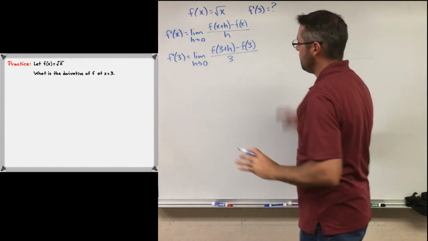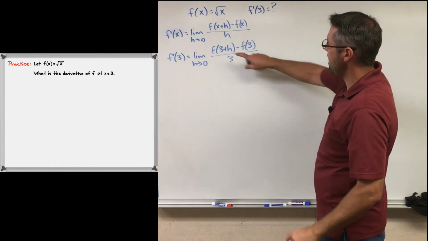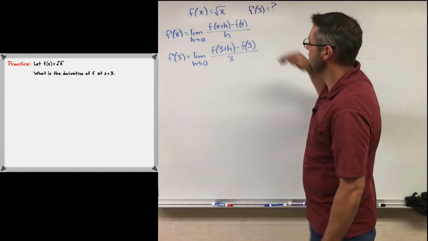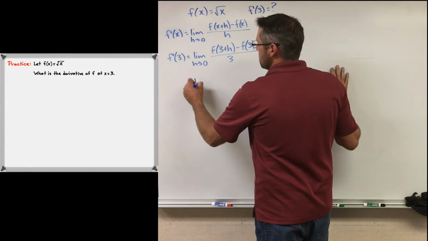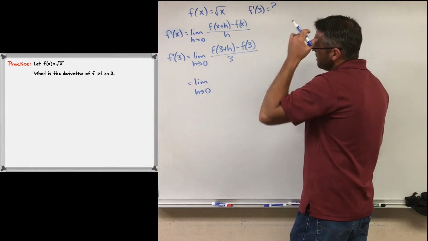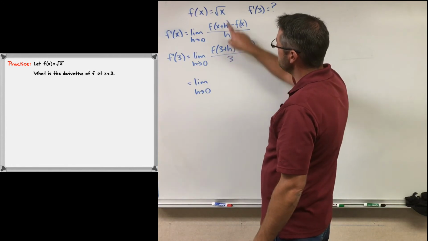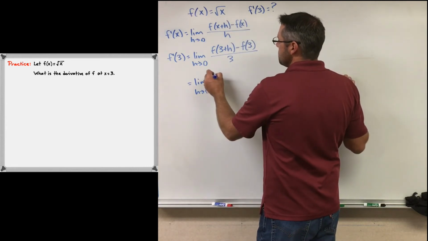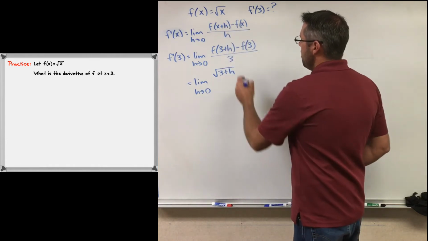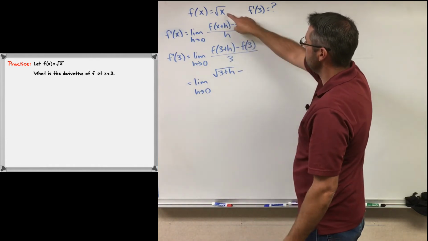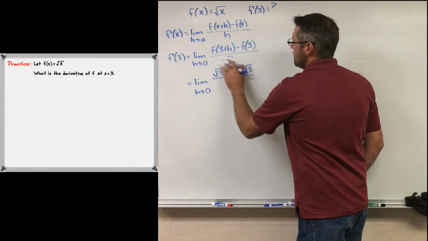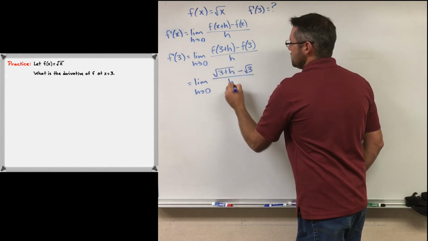Now I'm going to skip the steps of figuring out what f of 3 plus h is off to the side, and go directly into putting them into my equation. So I got the limit as h approaches 0. Well, what is f of 3 plus h? That means I'm plugging 3 plus h into x here, so this becomes radical 3 plus h. We're just replacing the x. What is f of 3? That would be radical 3. And then all over, sorry, that should say h right there, all over h.